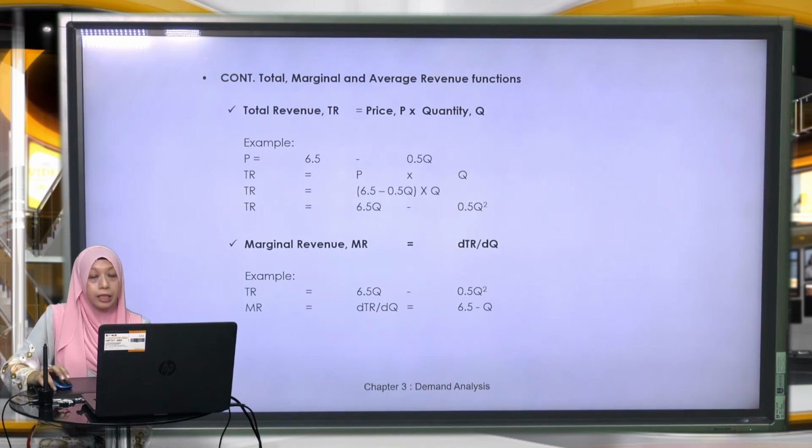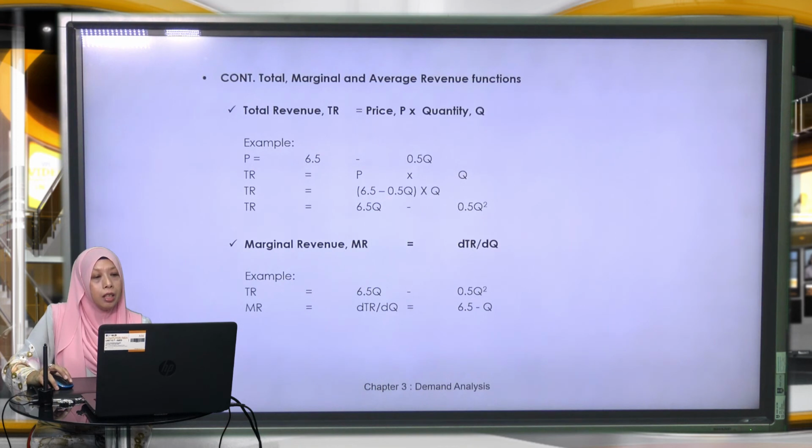Now, let's look at an example of how you derive a total revenue function and marginal revenue function. Let's say you are given a price function which is 6.5 minus 0.5Q, and you want to know the total revenue function. Total revenue, the basic formula is P times Q. And as I mentioned to you just now, to derive the total revenue function, always write the P function in the form of a function. So you are already given P equals 6.5 minus 0.5Q. Substitute that into your total revenue function, and you end up with total revenue equals 6.5Q minus 0.5Q squared.